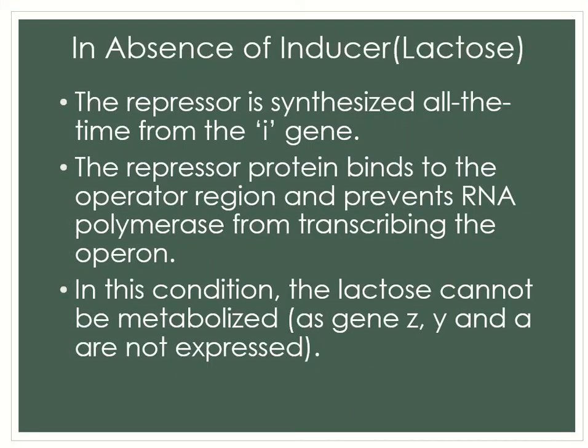Now, second is when lactose is absent, or we can say in absence of inducer. When lactose is absent, the I gene regulates and produces repressor mRNA which translates into the repressor. The repressor protein binds to the operator region of the operon and as a result prevents RNA polymerase from binding to the operon. The operon is switched off.